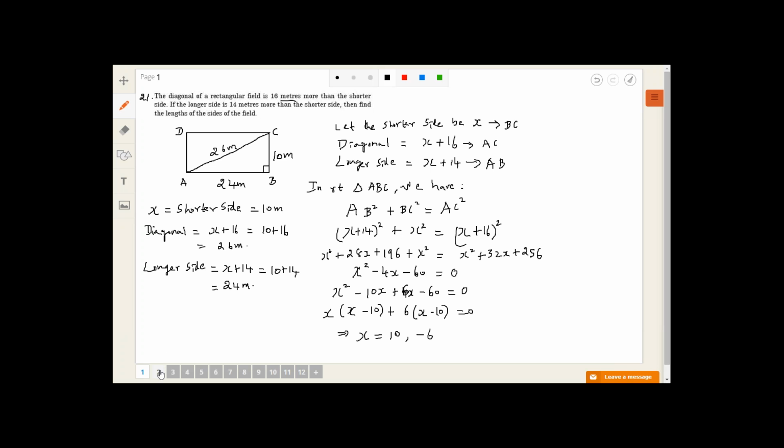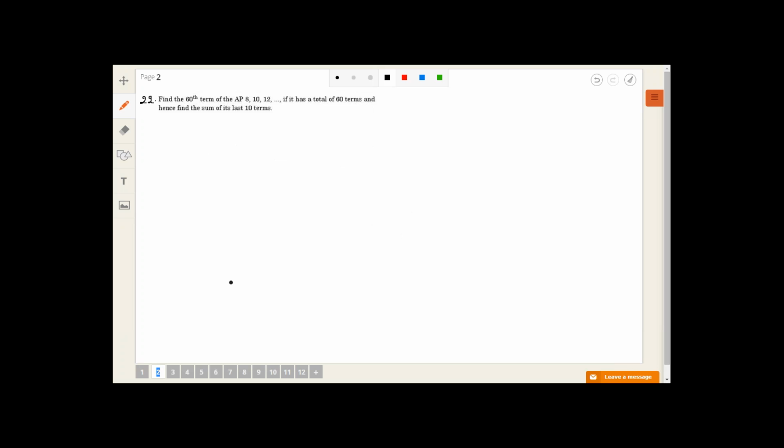Next question. 22nd problem. The problem says find the 60th term of the AP 8, 10, 12, it goes on like that. If it has a total of 60 terms, and hence find the sum of its last 10 terms.